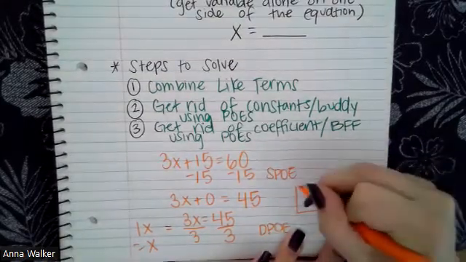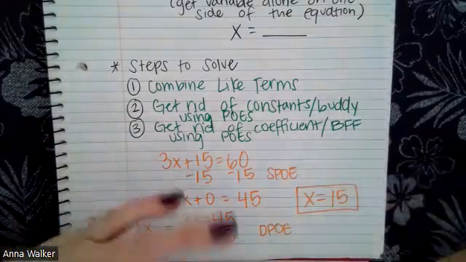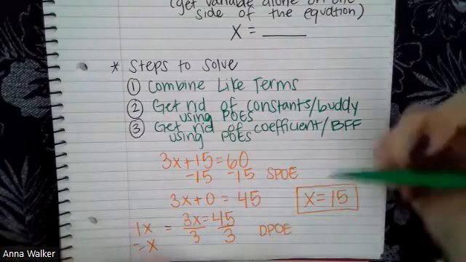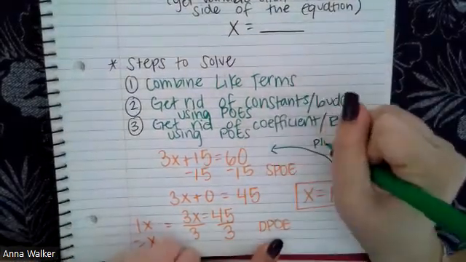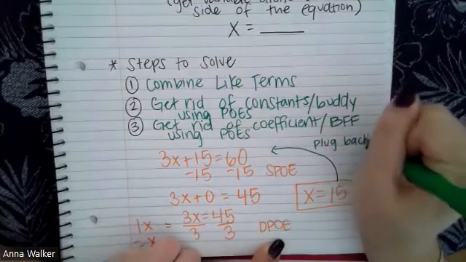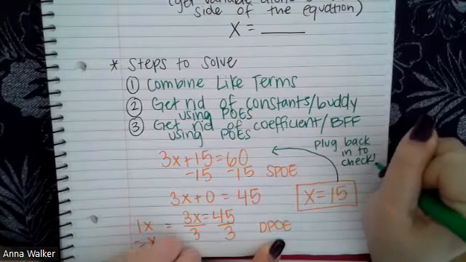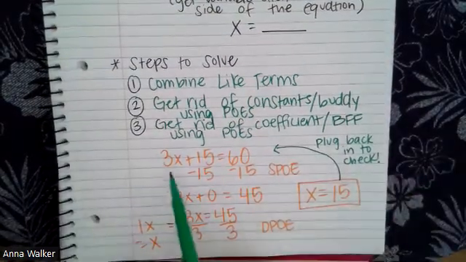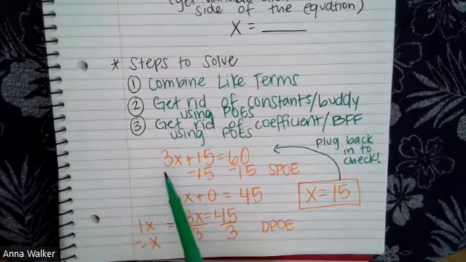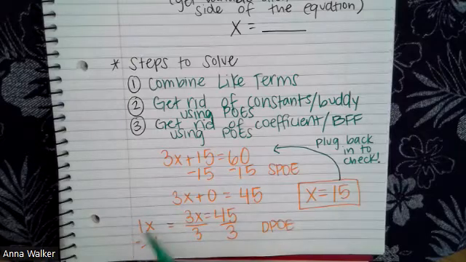So I have officially solved this equation. I have figured out what the value of the variable is. If I want to check my answer, I can just plug it back in to check. So I'm going to write a note: plug back in to check. What I mean by plug back in is if I plug 15 back into the original equation and I do 3 times 15 plus 15, I should get 60. If I don't, then that means I did something wrong.